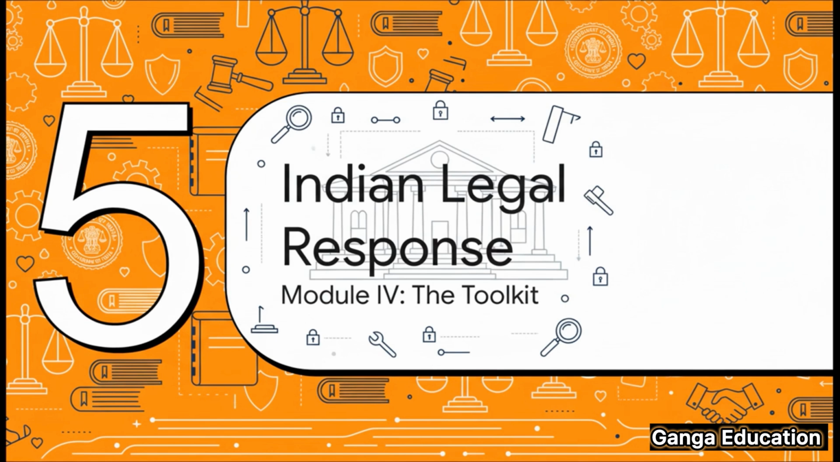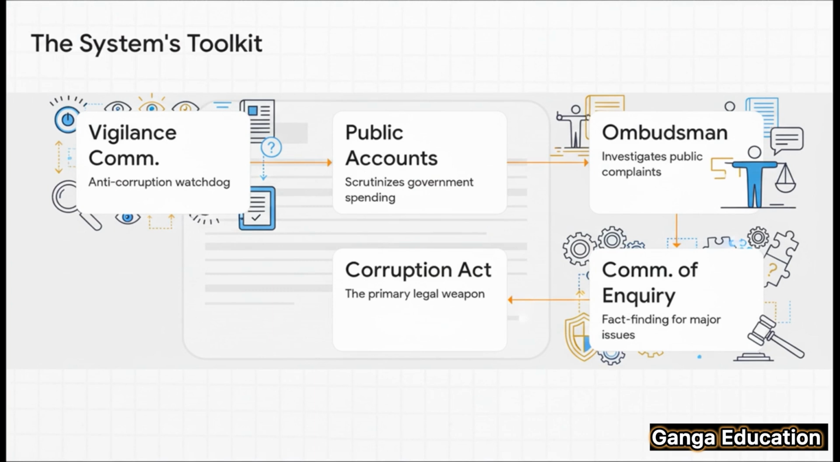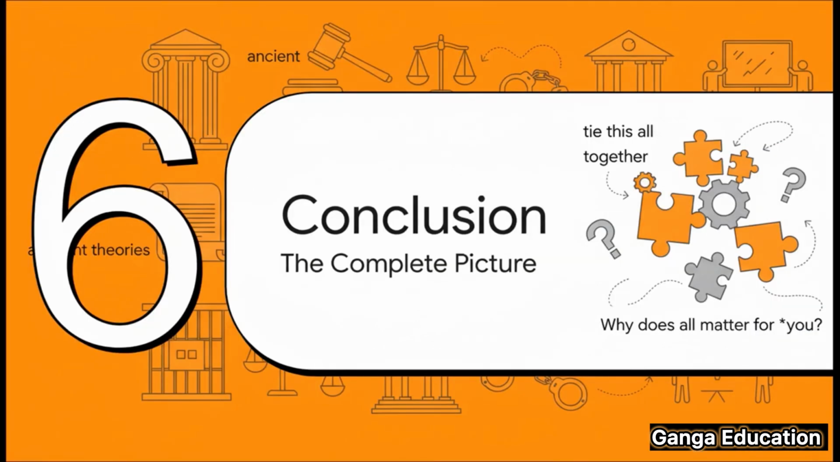So we've seen the problem. How does our legal system actually fight back, especially against these powerful offenders? Well, that's what Module 4 is all about. It's about opening up the system's toolkit. So this isn't just one law, it's a whole strategy. You've got the Vigilance Commission acting as a watchdog, the Public Accounts Committee keeping an eye on government spending, the Ombudsman to handle public complaints, and commissions of inquiry to do these really deep dives when something major goes wrong. And tying it all together, you have the main legal weapon, the Prevention of Corruption Act. It's a multi-layered defense.